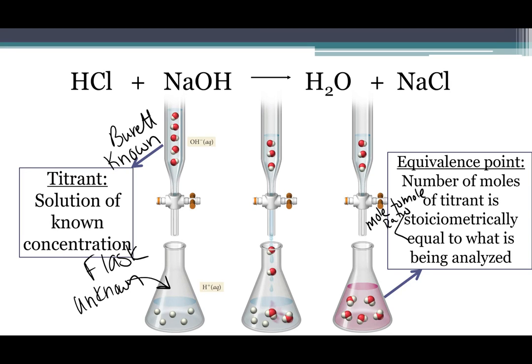ratio. Okay, so remember this map: grams of A, moles of A, moles of B, grams of B. What we're going to do is just do this step right here. Okay? That's what this stoichiometrically equal means. That's the step we're going to use.